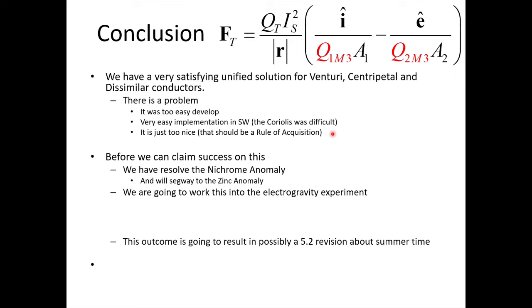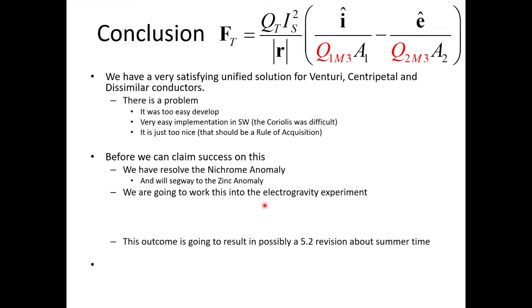And sure enough, when I finally got done with the simulations for this video, it erupted, and I forgot to update this. But this is the conclusion that was going to be there before I found the anomaly. Okay, so before we can claim success on this, we have to resolve the nichrome anomaly, which will ultimately, I believe, segue to the zinc anomaly.